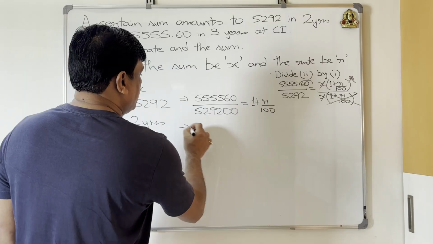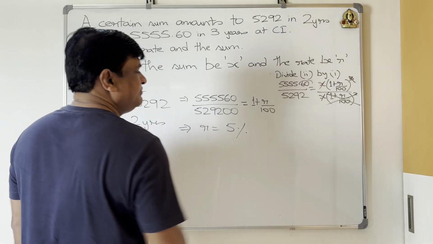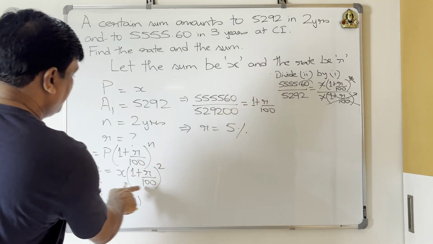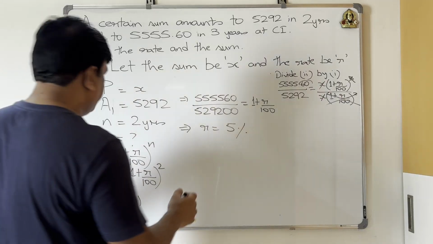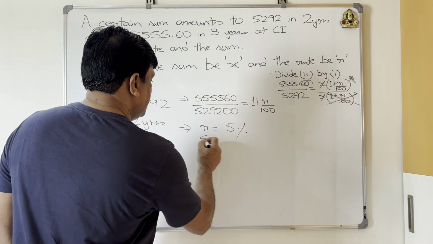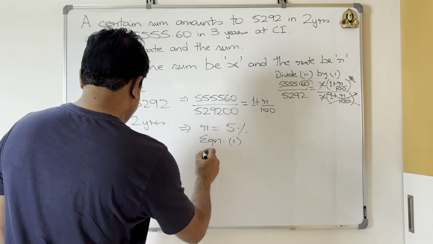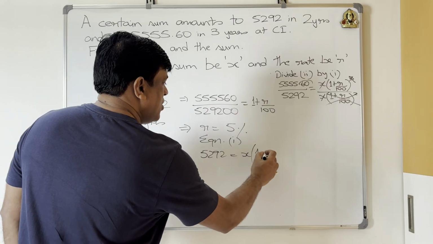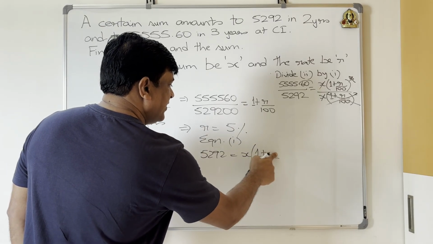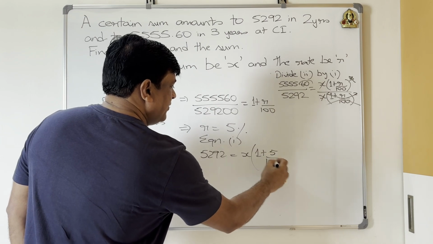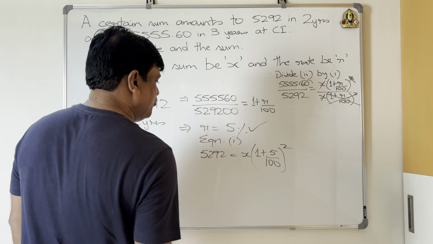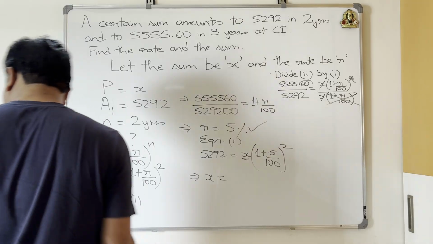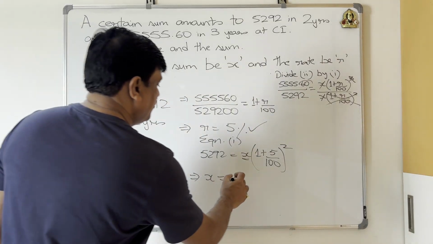When I go ahead and calculate r, I'm going to get 5%. When you do the math, you're going to get r is equal to 5%. Now plug the value of r in one of the equations. I'm going to plug the value of r in equation 1. Your equation 1 has 5292 is equal to x times 1 plus r by 100. R is basically 5 now as per what we have got earlier, and this is 2. So when you go ahead and calculate, you will be able to calculate x. X comes out to be 4800.